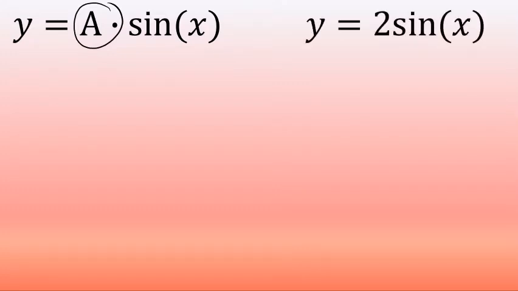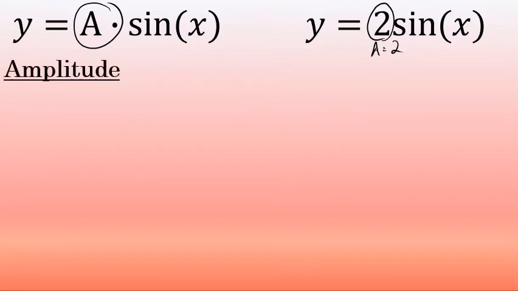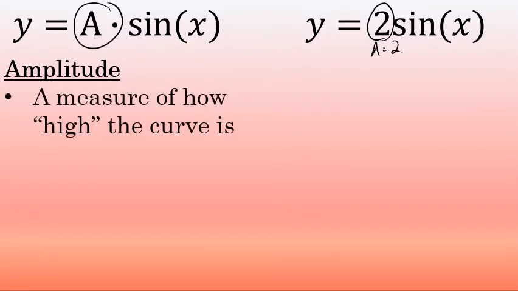Let's begin by talking about how a value of a affects the graph of a sine. We'll do that in drawing the graph of y equals 2 times the sine of x. In this equation, the value of a is 2. We can use a to find what is known as the amplitude of the equation. An amplitude, this is not a very mathematical definition, but an amplitude is a measure of how high the sine curve is. It's actually a measure of how high any wave is.